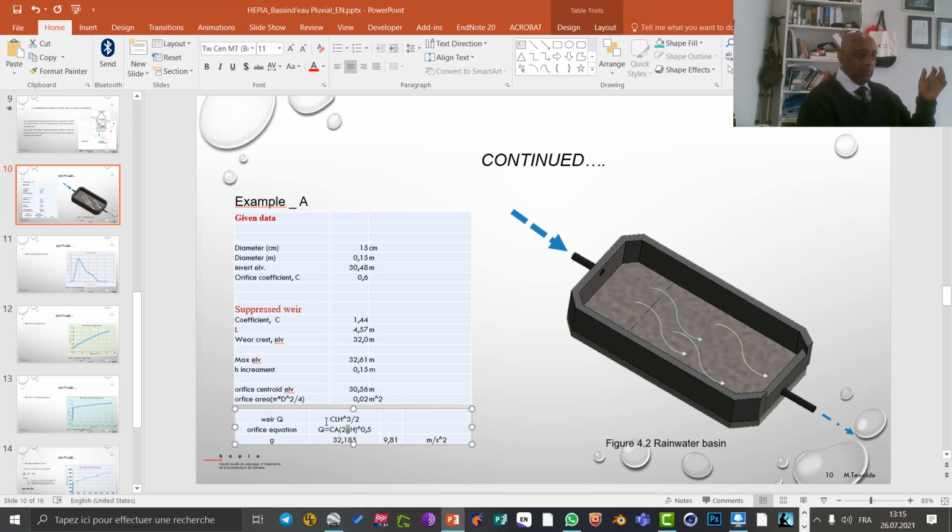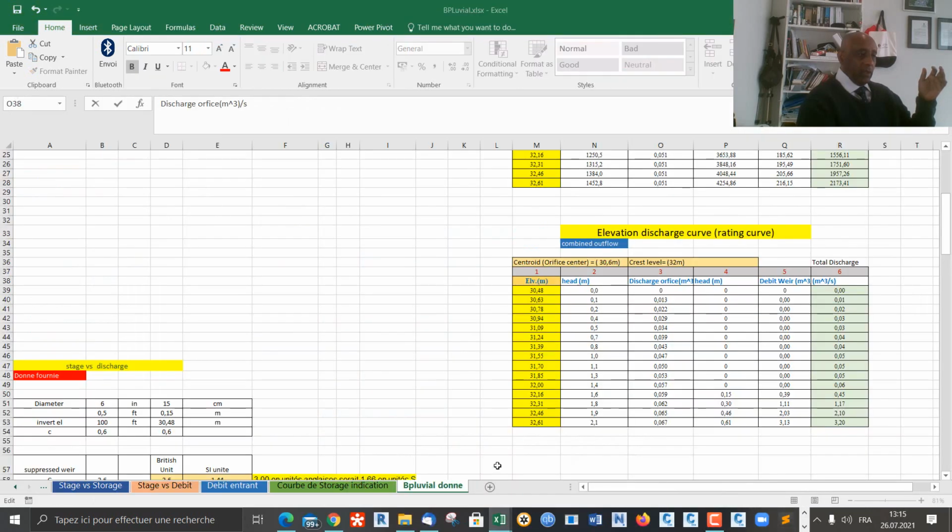Same thing for the weir also. This is the formula given for the weir. We can calculate for the weir as well. So the weir begins at elevation 3260. Then we sum up the two.